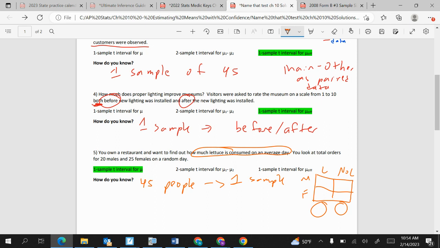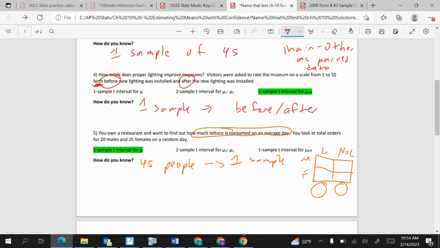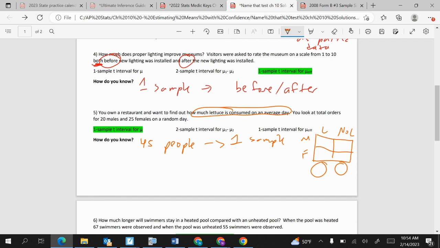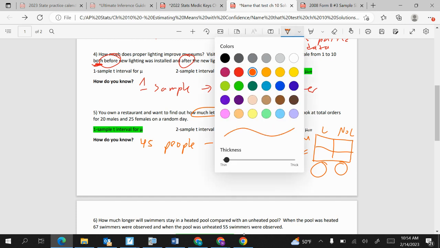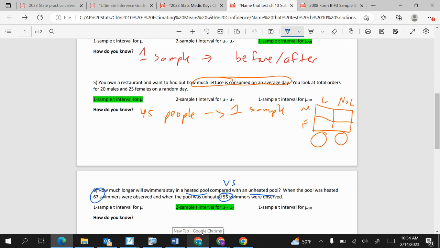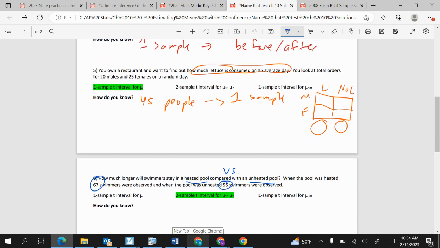So be careful with that. How much longer will swimmers stay in a heated pool compared to an unheated pool? So here we go. Now we're getting back into that heated pool compared to unheated. Now we're going to look at a difference between the two. And they are two samples, 67 swimmers, different sample sizes, and 55. Now we get two sample T interval. So different numbers, and they're also comparing the two.